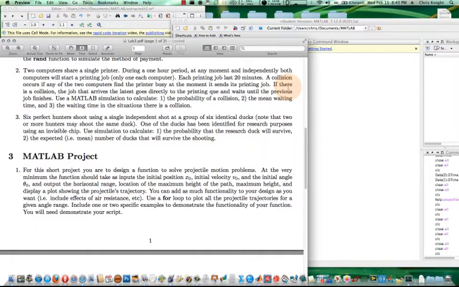In this simulation probability problem, I have 6 perfect hunters, which are each independently shooting at 6 identical ducks. They each are allowed 1 shot, and they can shoot any of the ducks that they wish. One of these ducks has been identified for research purposes. My simulation is supposed to calculate the probability that the research duck is going to survive and what is the mean number of ducks that are going to survive the shooting.